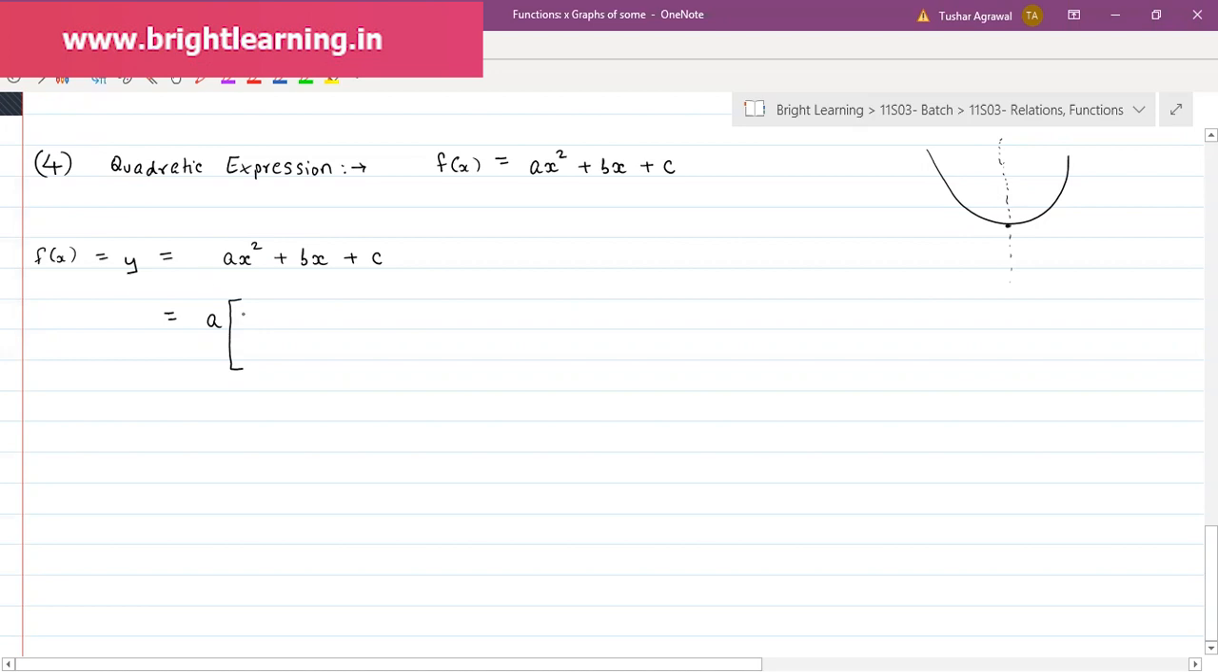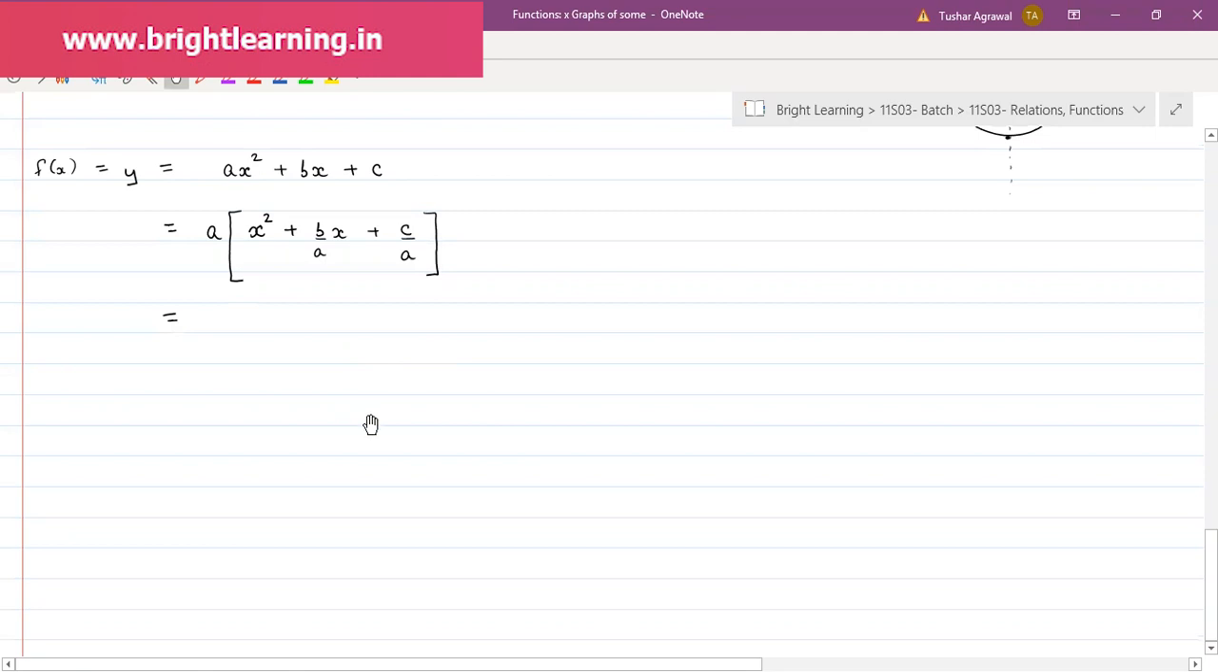Okay, if I take a as common, the remaining expression is a times x square plus b upon a times x plus c upon a. This much clear? If anyone has doubts in any step, at that very point unmute yourself and ask me. Okay. Now since a is common, inside the bracket x square plus b upon a times x, and this plus c upon a, this is as it is. Now I only want to make this a perfect square.